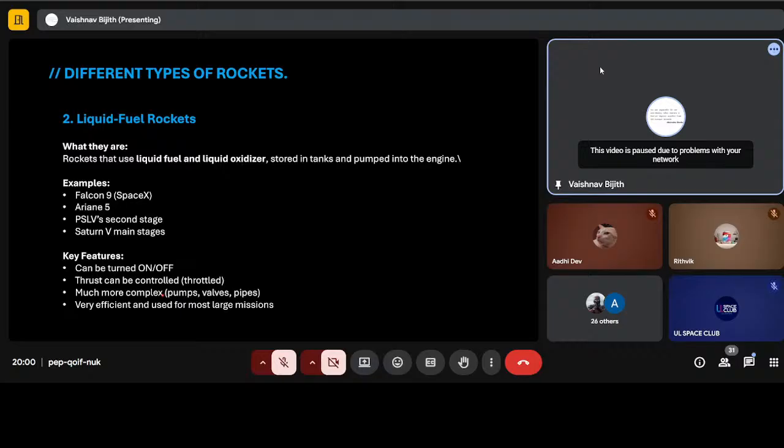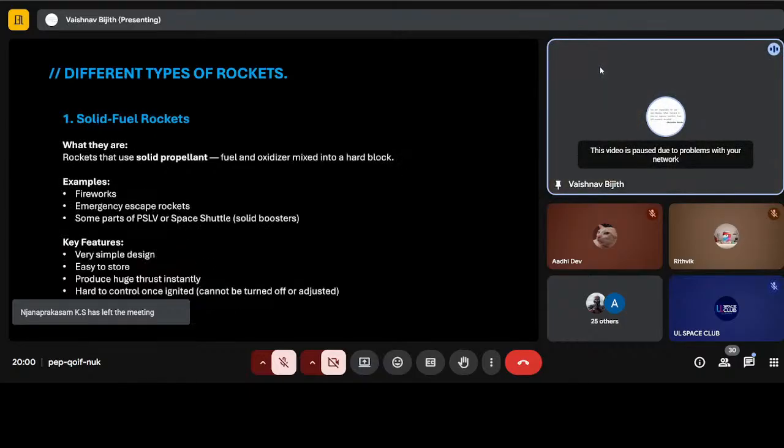You can just control how much fuel you want to give. You can decrease and increase the speed. This increase and decrease of the thrust is known as throttling, the throttle of the rockets. So liquid fuel comes with its own very specific features, which have their own advantages over the solid fuel rockets we previously discussed.